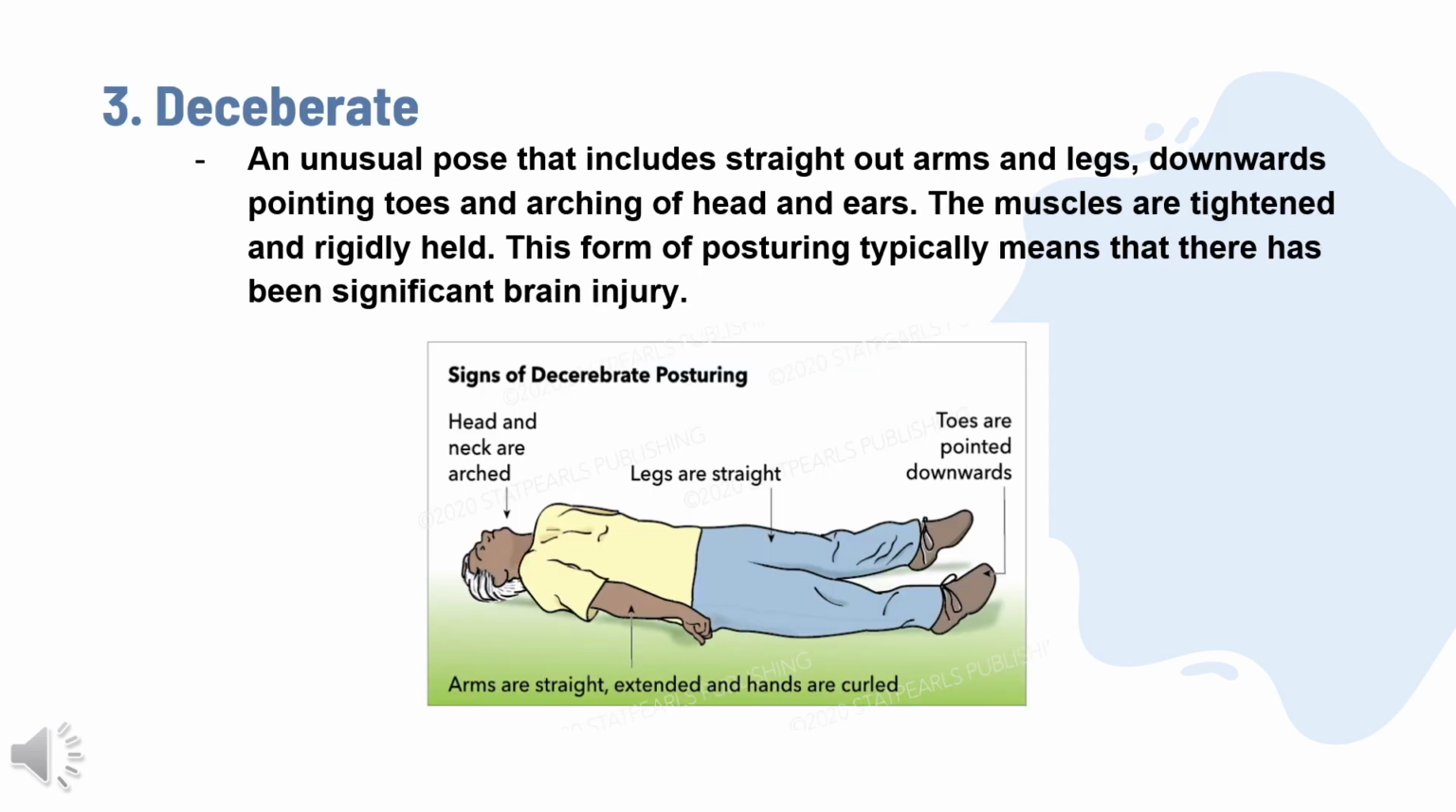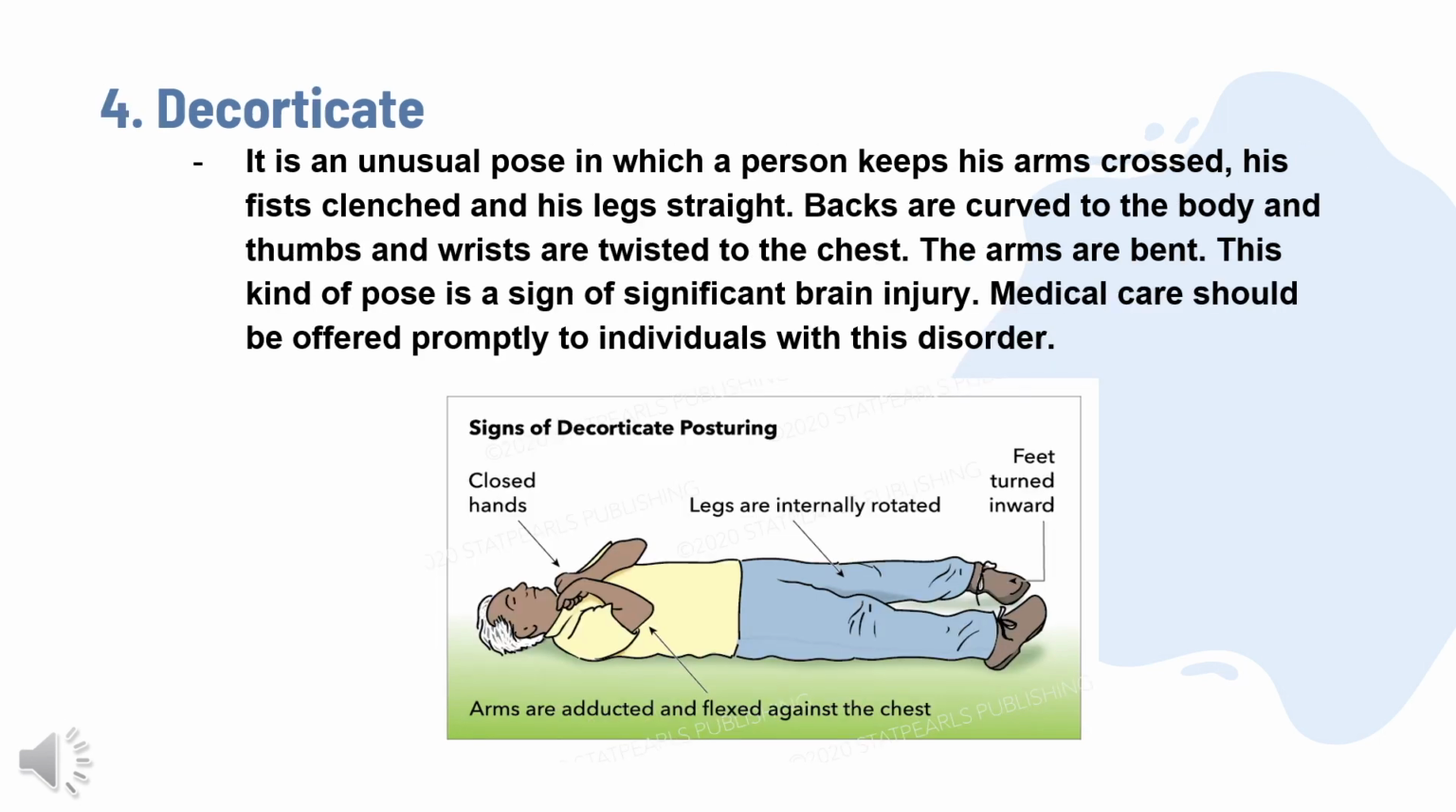Number 3. Decerebrate. An unusual pose that includes straight out arms and legs, downwards pointing toes, and arching of the head and ears. The muscles are tightened and rigidly held. This form of posturing typically means that there has been significant brain injury. So here are the signs of decerebrate posturing. The head and the neck are arched, legs are straight, toes are pointed downwards, and arms are straight, extended, and hands are curled.